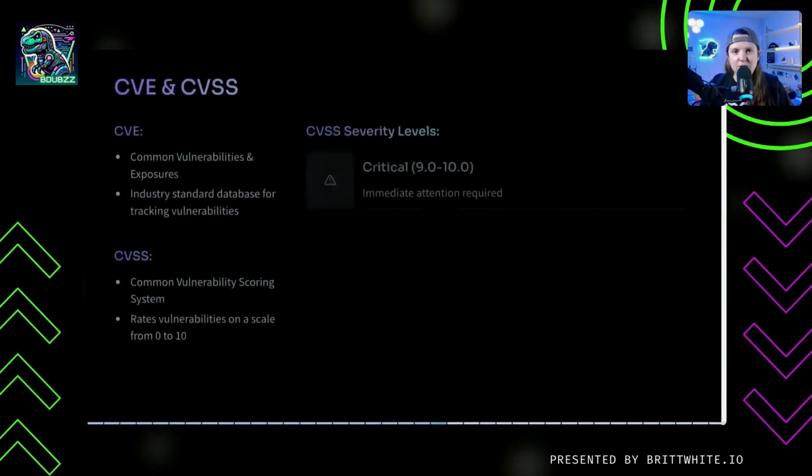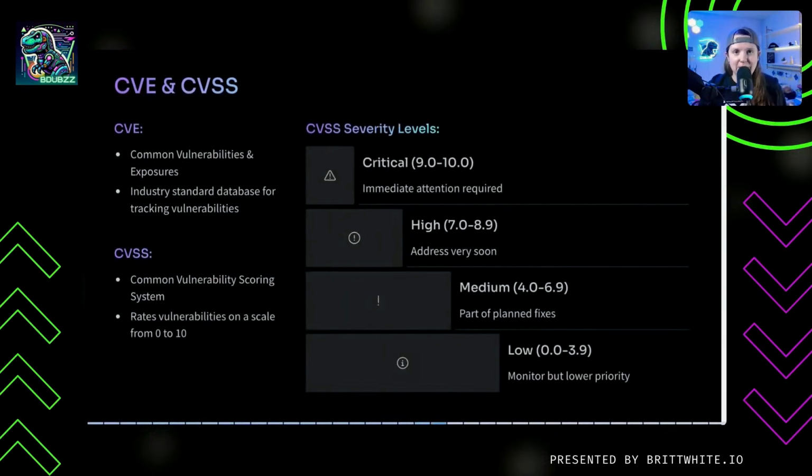When our scanning results come back, we can then categorize our findings using two industry standard frameworks that help us understand and prioritize the vulnerabilities. First, we have CVE. This is the Common Vulnerabilities and Exposures Database. It's like a dictionary that gives each vulnerability a unique ID number, helping security professionals speak the same language when discussing specific security issues. The second framework is CVSS, which is the Common Vulnerability Scoring System. This rates how serious each vulnerability is on a scale from 0 to 10.